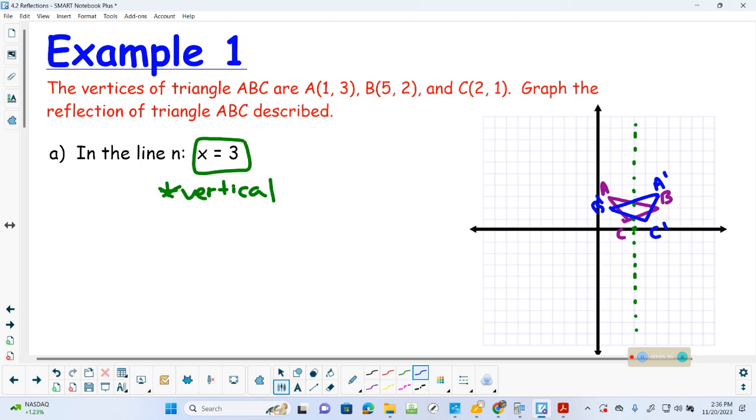So you have to go straight to the line, so you're perpendicular, and just count how many units that is. And you do the opposite amount. That's as wild as reflections get. Okay? It's all about a counting game. So let's do another one.